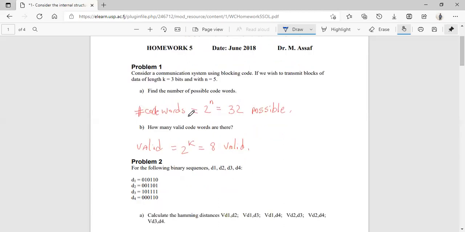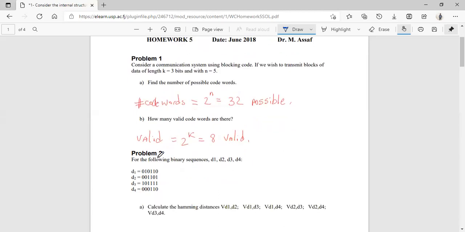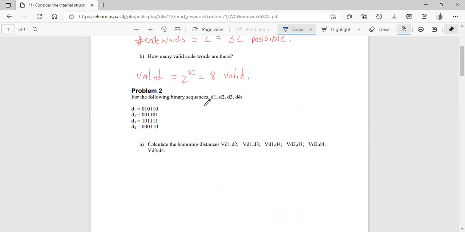Moving on to problem number 2. For the following binary sequence of D1, D2, D3, D4, this is the data sequence that is given to us. Part A: calculate the Hamming distance between D1 and D2, D1 and D3, D1 and D4, D2 and D3, D2 and D4, D3 and D4.